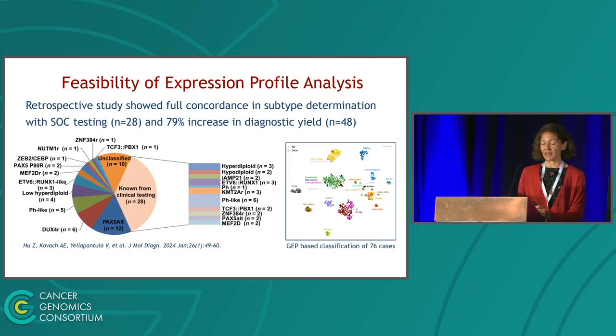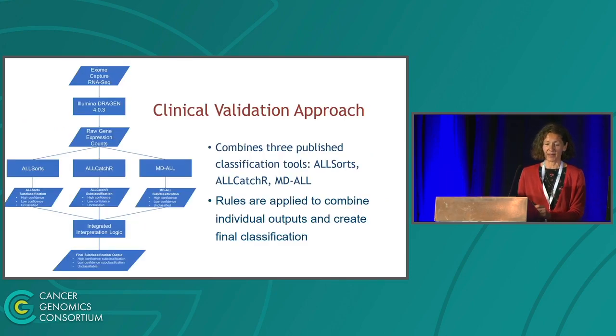We first did a feasibility study on our retrospective cases, and this has been published, so just briefly, in this study, we showed full concordance between our classification based on our standard of care testing and classification based on expression profile. That was on 28 known cases. And then we got a significant increase in diagnostic yield on our retrospective unknown cases. So this encouraged us to move this into clinical validation, and I want to tell you for the rest of the talk about our validation and how we plan to implement this clinically.